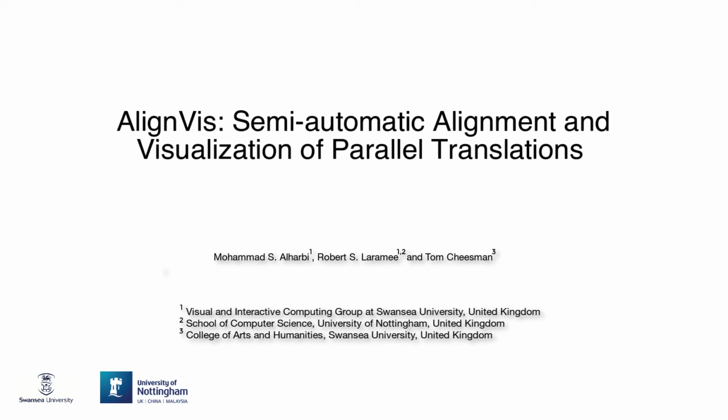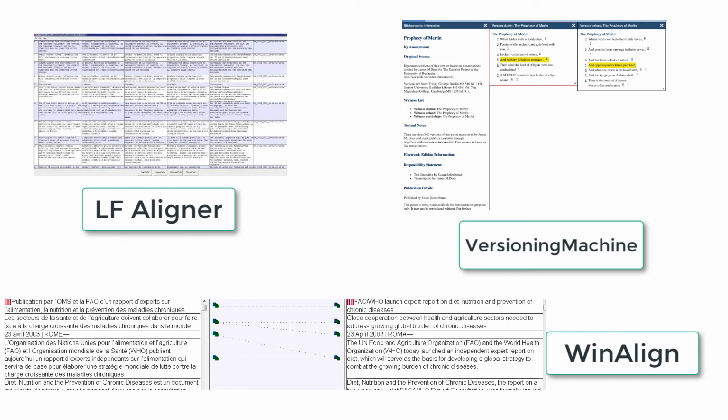AlignVis, Semi-Automatic Alignment and Visualization of Parallel Translations. Digital Humanities and Translation scholars utilize off-the-shelf tools to align multiple related translations.